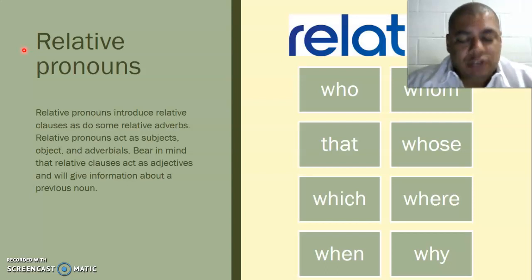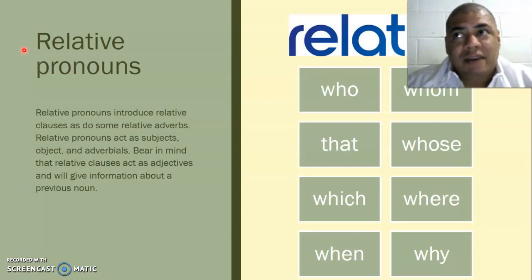Remember that a clause needs to have some elements to make it a clause. You need to have a subject, you need to have a verb, just like in the sentence, and you need to have a connecting word. Okay? So the relative pronouns are these connecting words between the sentence and the clause.